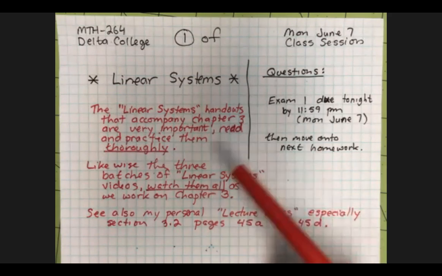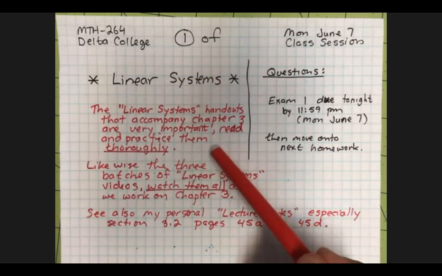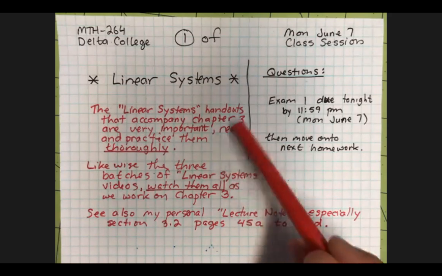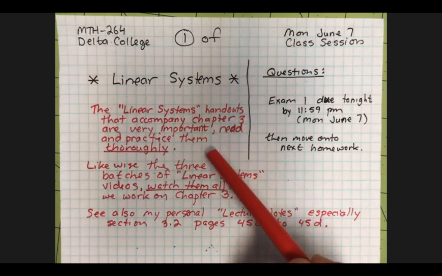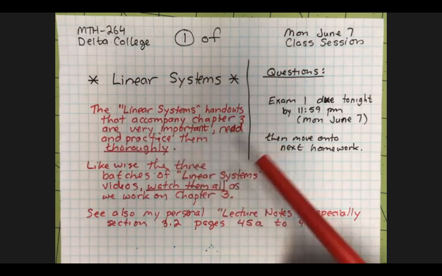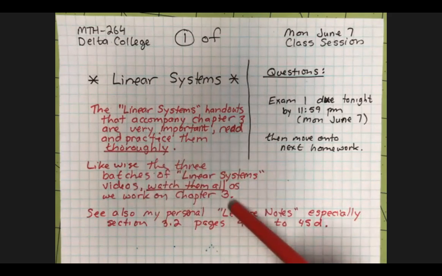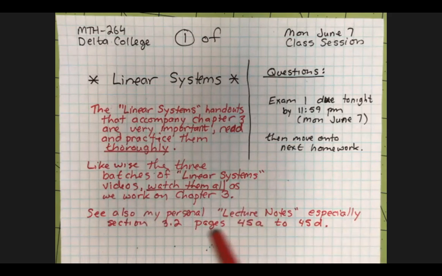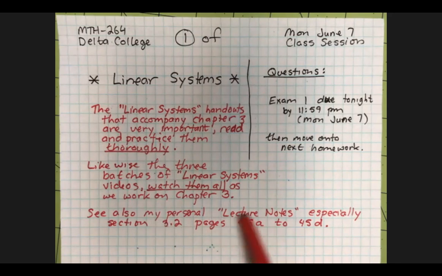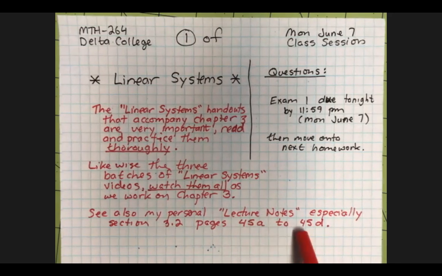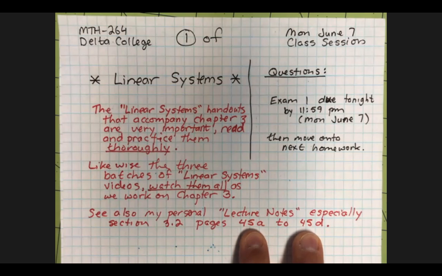So to summarize, the linear system handouts on our chapter 3 web pages, chapter 3 material, are very important. Read them and practice them thoroughly. Likewise, the batches of linear systems videos, watch all of them as we work through chapter 3. You might rewatch them. And there's a few pages in my personal lecture notes. You can read all the lecture notes if you want. I don't think they're that exciting. But these pages from 45A to 45D are probably very useful.